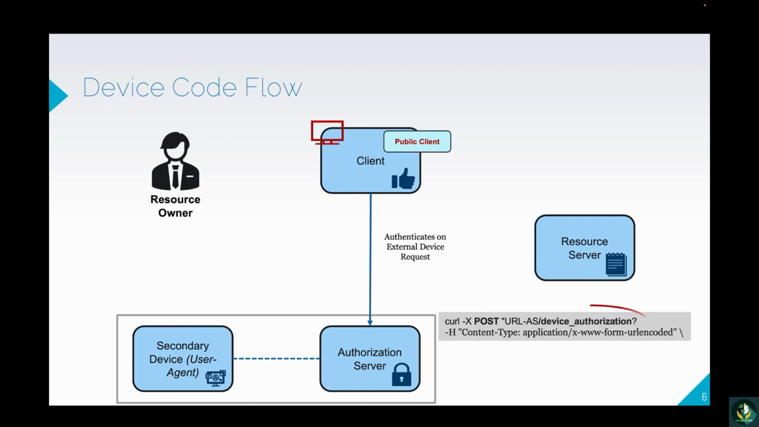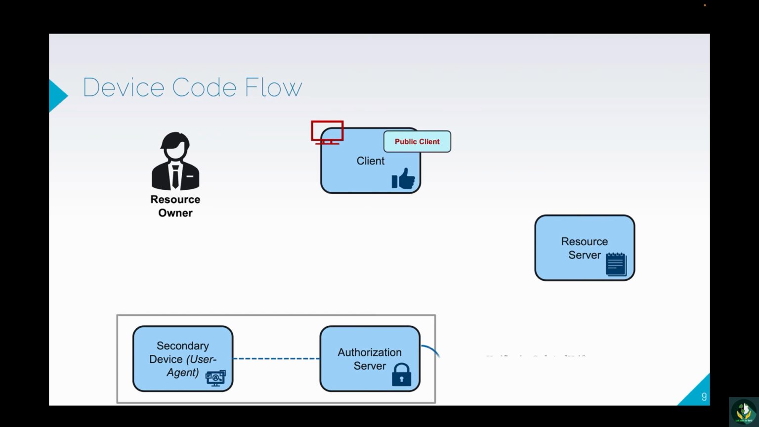The client sends a POST request to the device authorization endpoint of the authorization server. The content type is set to URL-encoded form data. It includes a client ID to identify the client and optionally specifies scopes. The authorization server generates a verification code and a verification URI. Optionally, it may also provide the URI as a QR code, enabling users to scan it using their smartphones.